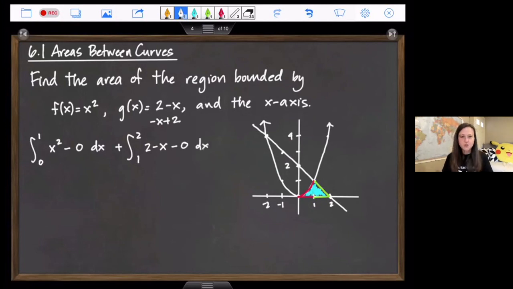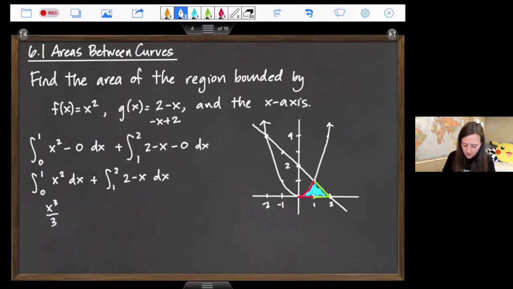All right, so these integrals are not too tough. We'll just do these two completely separately. So let's see, I have x squared minus 0. This is just the integral from 0 to 1 of x squared. And then the integral from 1 to 2 of 2 minus x. So find the antiderivative of x squared. That's going to be x cubed over 3. And we'll evaluate that from 0 to 1.